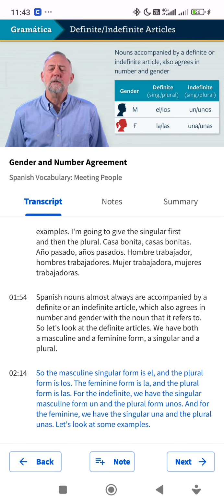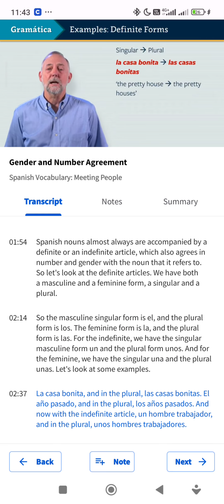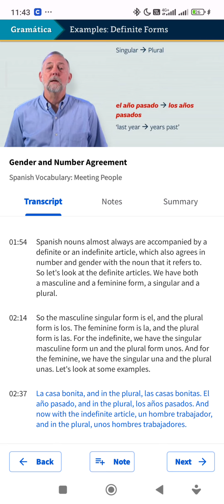For the indefinite, we have the singular masculine form un, and the plural form unos. And for the feminine, we have the singular una and the plural unas. Let's look at some examples. La casa bonita, and in the plural, las casas bonitas. El año pasado, and in the plural, los años pasados.